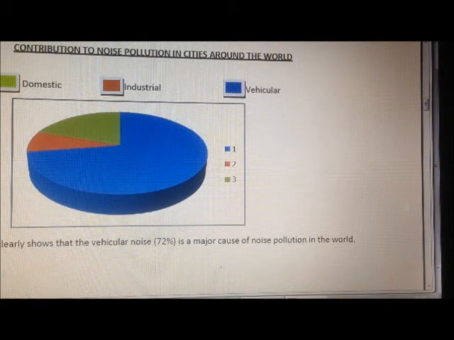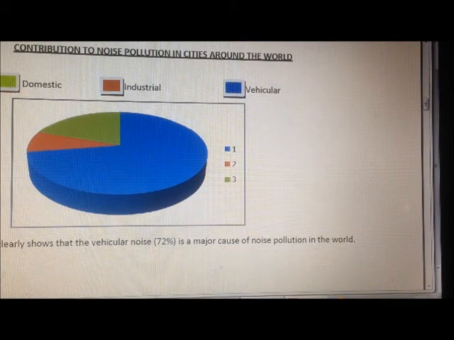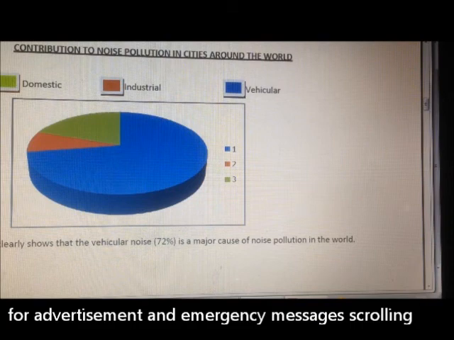Vehicular noise has a staggering 72% contribution in the total noise pollution throughout the world. Through this project, we aim to find a unique solution to this problem, and additionally, our project can be used for product advertisement by companies, for security provisions by scrolling emergency messages.